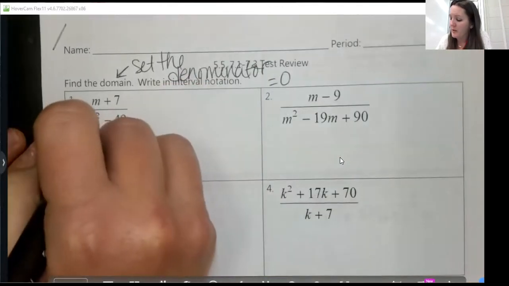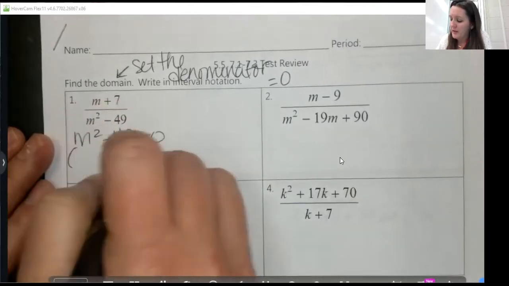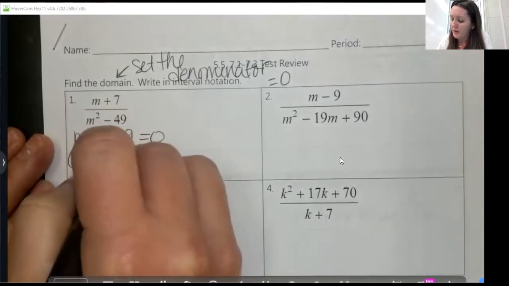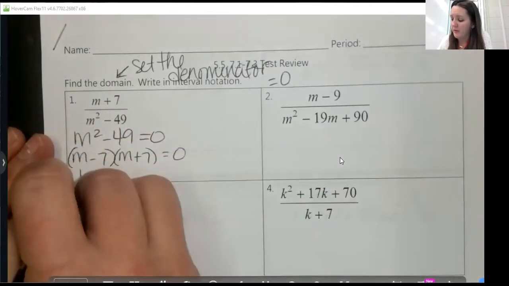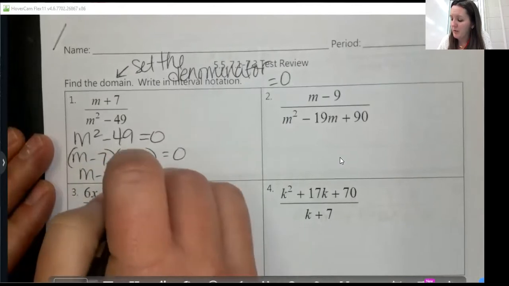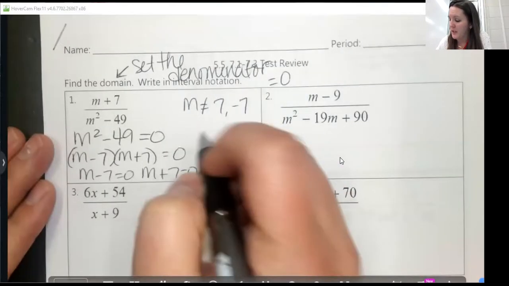So we have m squared minus 49 equals 0. This is a difference of two squares. So we factor it by using the conjugate. So we have m minus 7 equals 0 and m plus 7 equals 0. So m cannot be 7 or negative 7. Those are our restrictions.